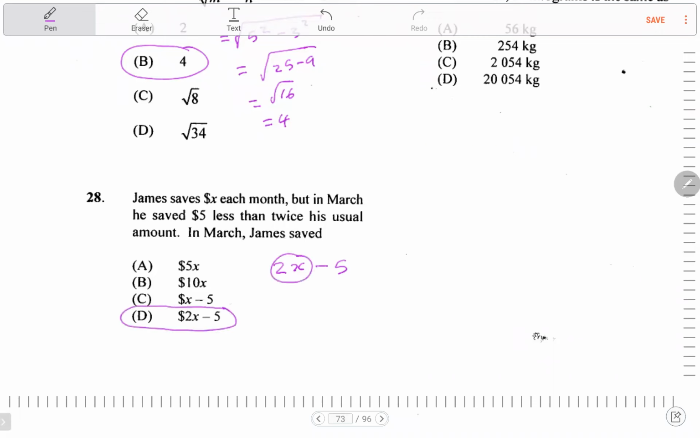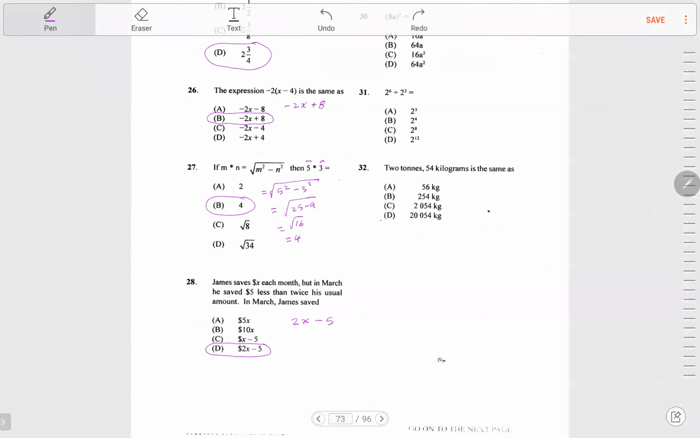Twice the usual amount and $5 less than twice. $5 less than twice. That's it. Next one.